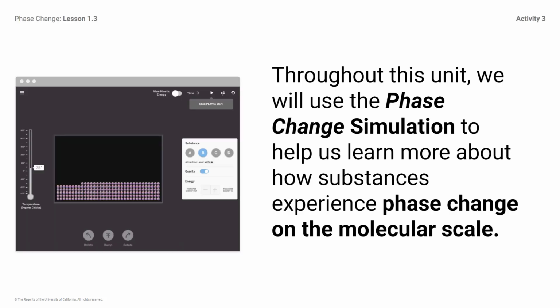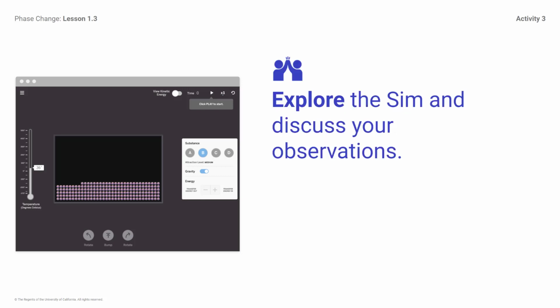Throughout this unit, we will use the phase change simulation to help us learn about how substances experience phase change on the molecular scale. There are a lot of things going on during phase changes that are hidden or too small to directly observe. The simulation is a scientific model that simulates many things that happen inside substances. Although this model is different from real life, it is accurate in many ways.